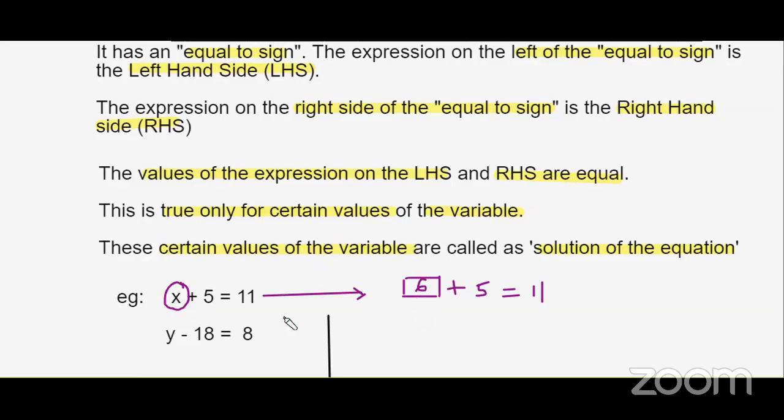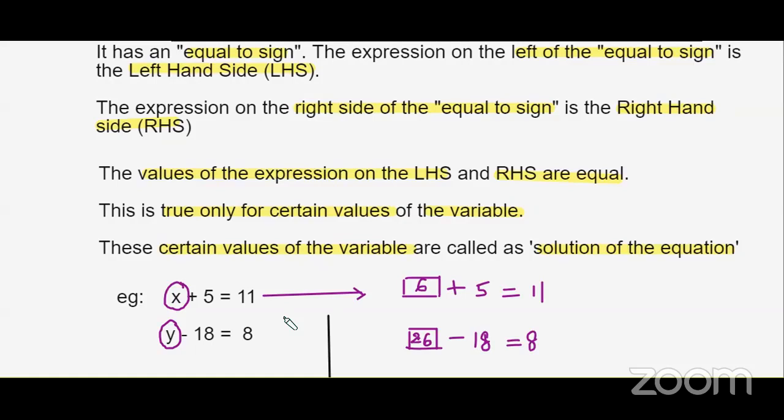Similarly, the other one is y minus 18 should be equal to 8. Right? Correct? So that will be 26. So here the value of y, that is the solution of the equation, is 26. Clear?